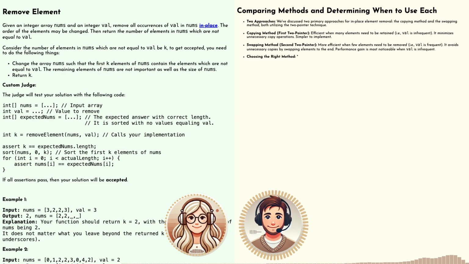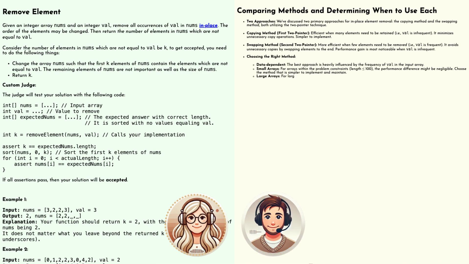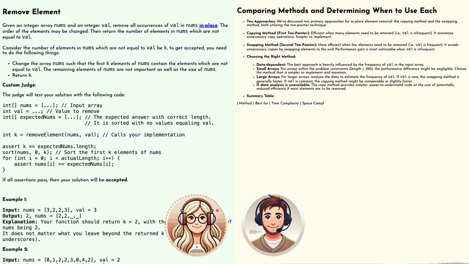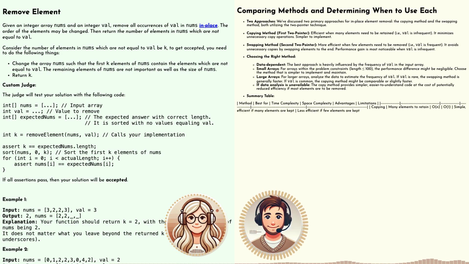And just like our first two pointers method, it maintains that impressive O of n time complexity and O of 1 space complexity. Yep, we're achieving amazing efficiency without needing any extra memory. Both these two pointers methods are super clever and efficient. But I'm still thinking about which one reigns supreme. Is one truly better than the other?